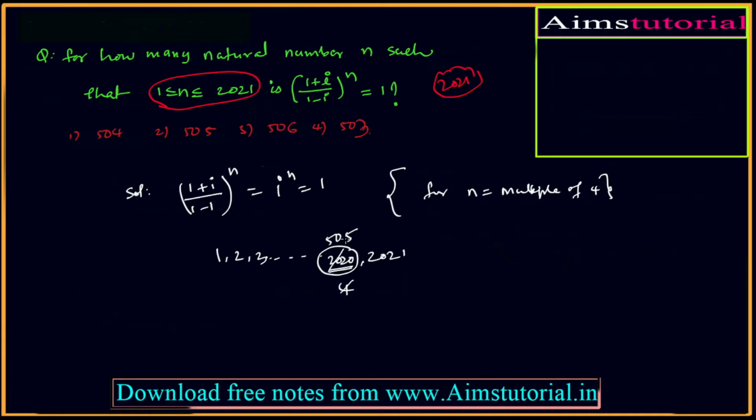Between 1 to 2021, for which (1 plus i by 1 minus i) whole power n becomes 1? For example, if you put n equals 1, it will become 1. If you put n equals 4, multiples of 4: 4, 8, 12, 16, 32, like that. From 1 to 2021 there are multiples of 4, total 505 terms. Therefore the value of n is 505. The second option is the right option.